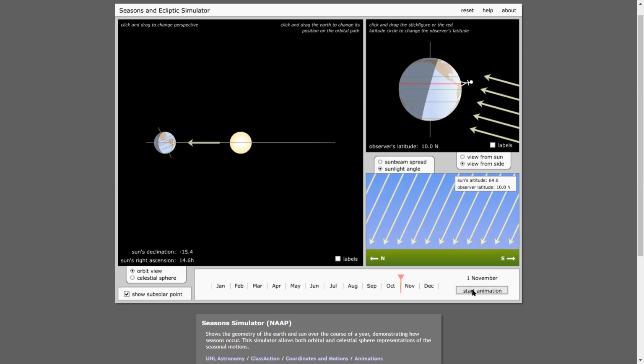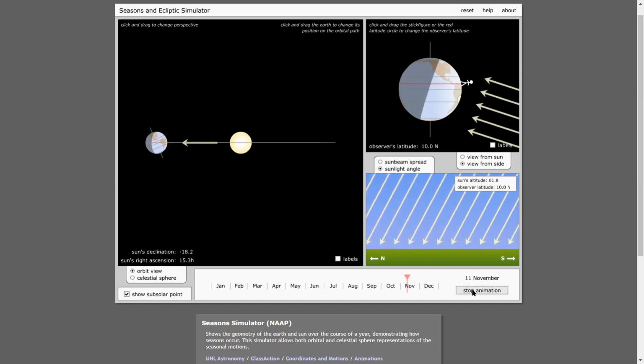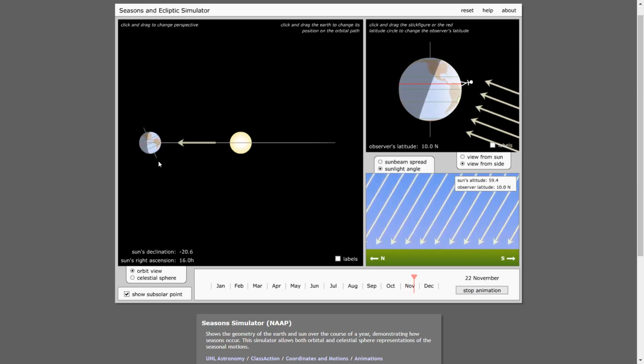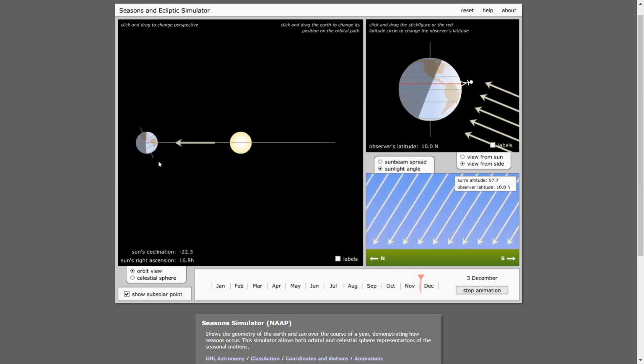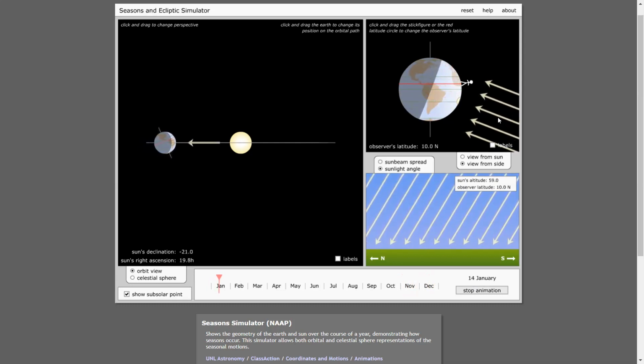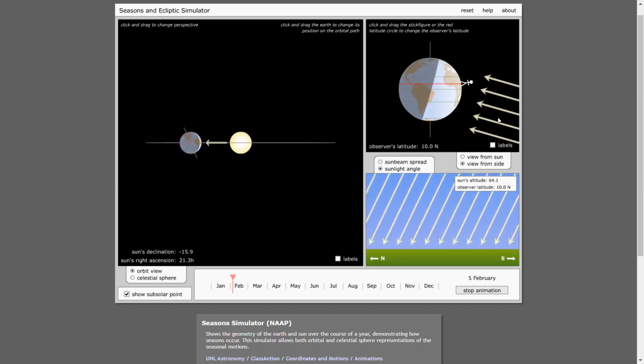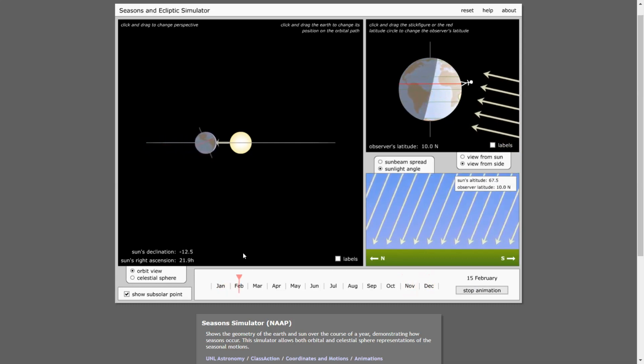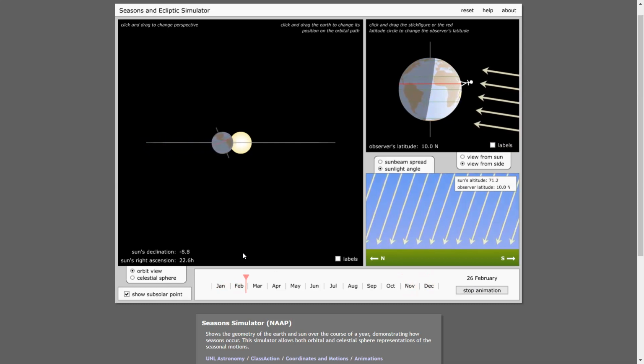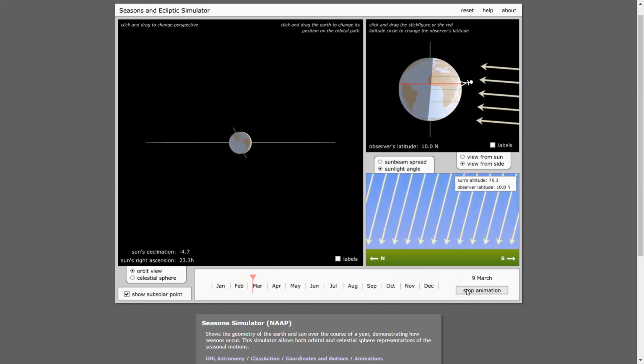But several months later, and that's going to happen right about December 21st here, when the sun is at its lowest point. See how the rays are really inclined? And now, as we approach January 1st, you see the rays are coming back towards parallel. We're getting through February, sometime late March. I'll pause it right around that time.